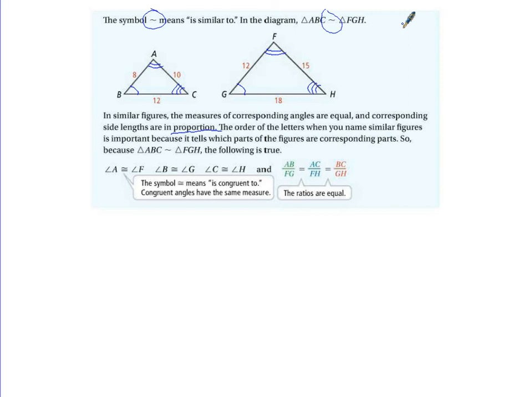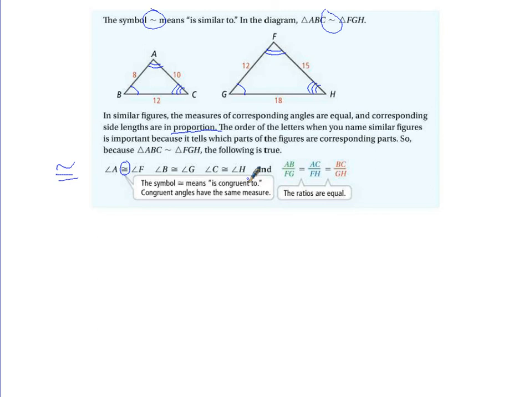That'll help a lot. The order of the letters when you name similar figures is important because I just told you all that. So because triangle ABC is similar to triangle FGH, the following things are true. Angle A, this looks like an equal sign with that same squiggle over the top of it, that means congruent. It means they have the same measure. So angle A is the same as angle F. Angle B is congruent to angle G, and that's what we labeled up here. Angle C is congruent to angle H, and again, that's what we labeled up here. So that is all true stuff.